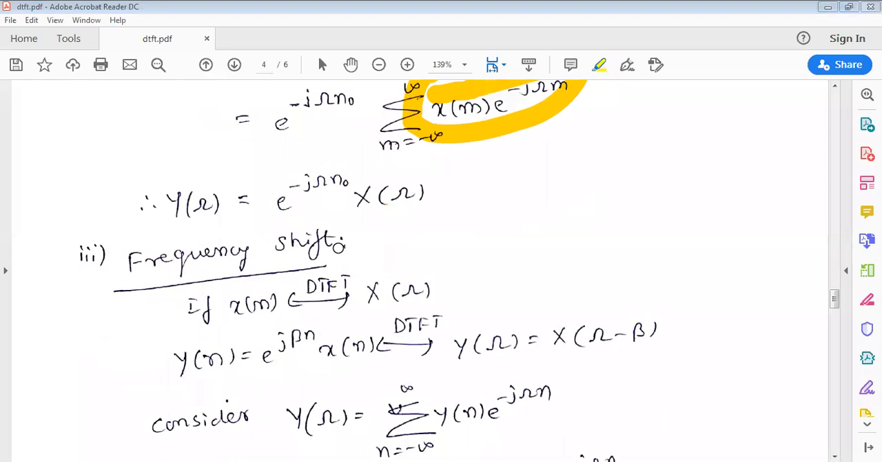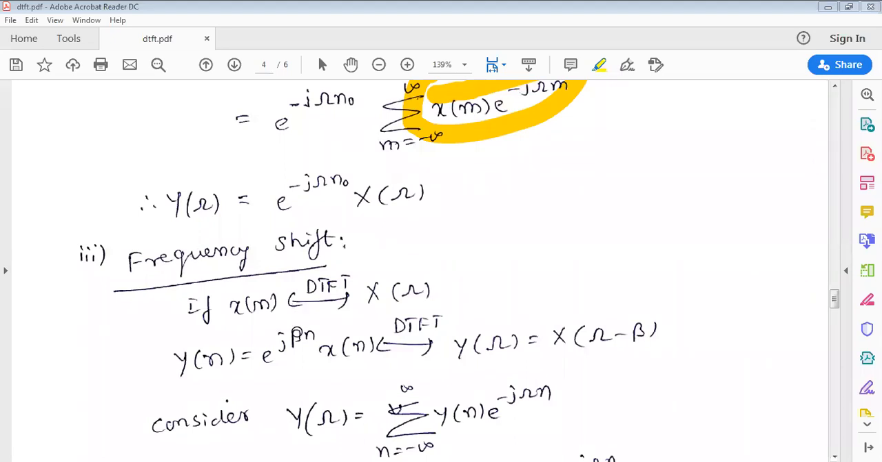Now, let us look into the frequency shift. If x of n Fourier transforms into x of omega, then y of n is equal to e power j beta n x of n. That Fourier transforms into y of omega. That gives me x of omega minus beta. Look here. If x of n transforms to x of omega, then e power j beta n x of n transforms into x of omega, which was already there. Omega gets shifted to omega minus beta. So same x of omega only you are going to write, but wherever omega is there, omega gets replaced by omega minus beta.